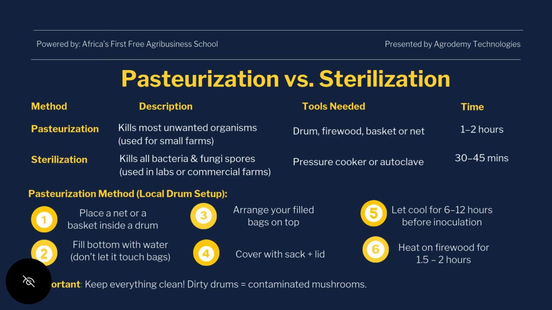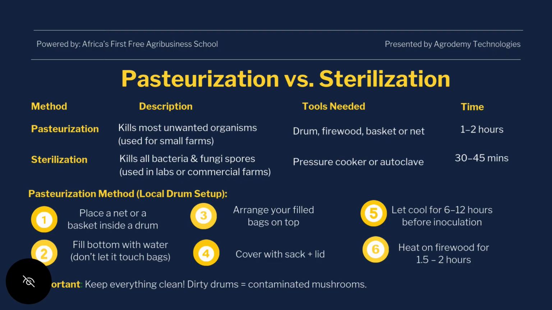What is the method? Place the net or the basket inside the drum. Arrange your filled bags on top, right? Fill the bottom of it with water, like I said, but make sure it doesn't touch the bags. Then you arrange your bags on top. Then you cover it with a sack or a lid. Then you add, when it has boiled for the number of hours, right?